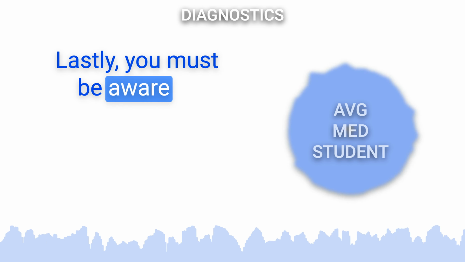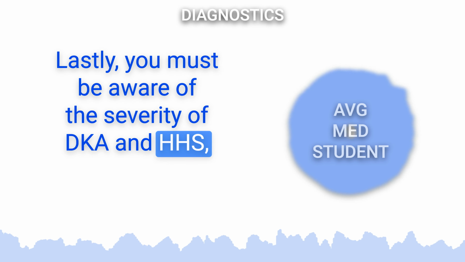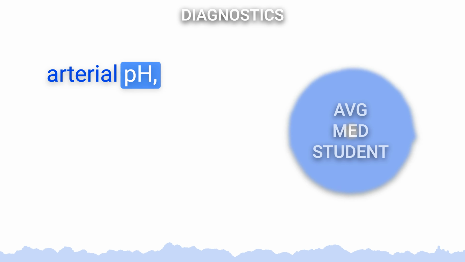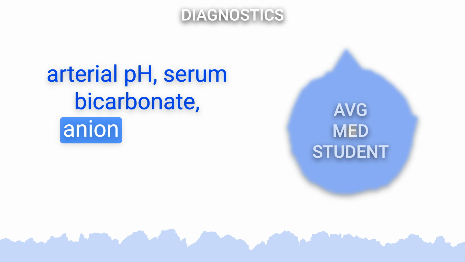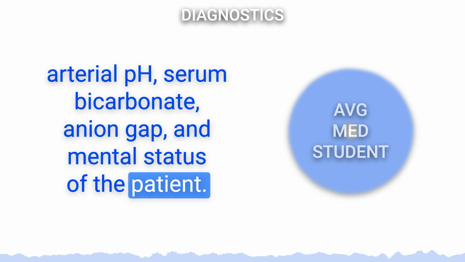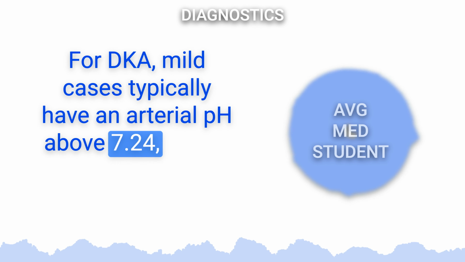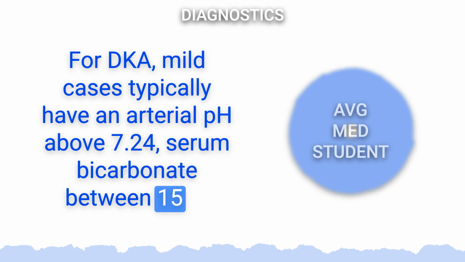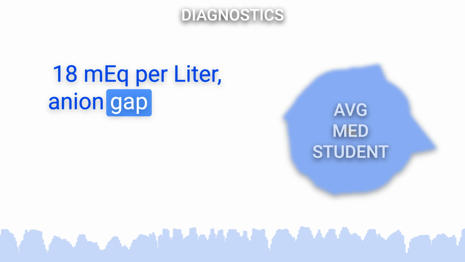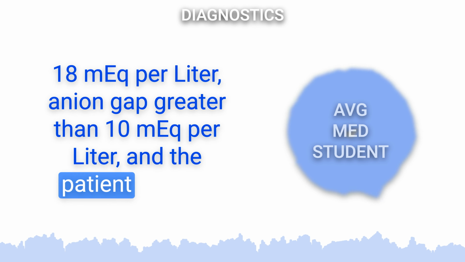Lastly, you must be aware of the severity of DKA and HHS, which can be determined by the arterial pH, serum bicarbonate, anion gap, and mental status of the patient. For DKA, mild cases typically have an arterial pH above 7.24, serum bicarbonate between 15 to 18 mg per liter, anion gap greater than 10 mg per liter, and the patient is alert.